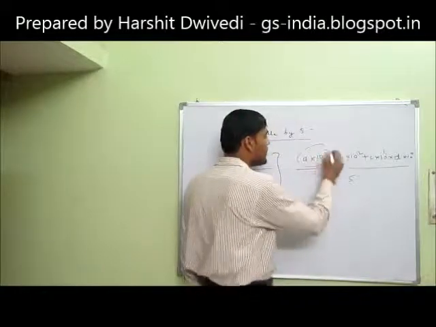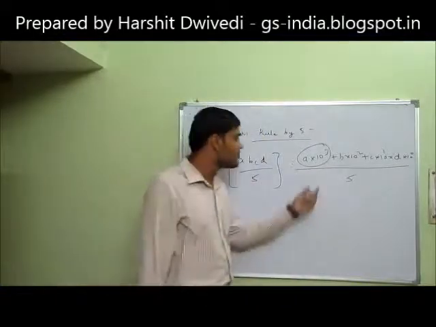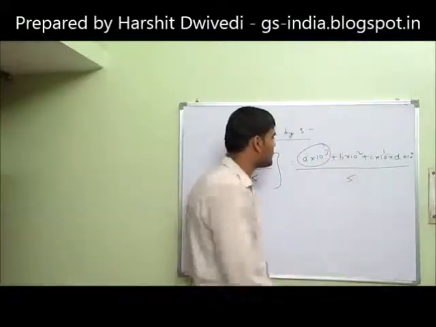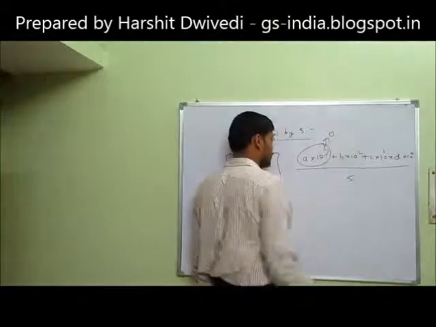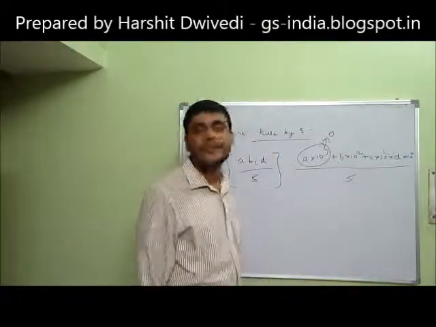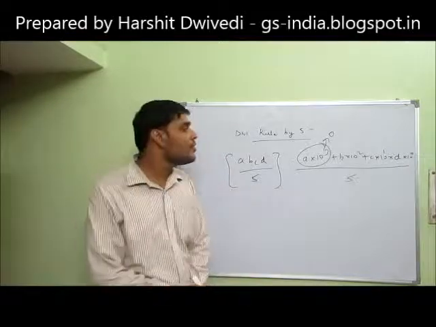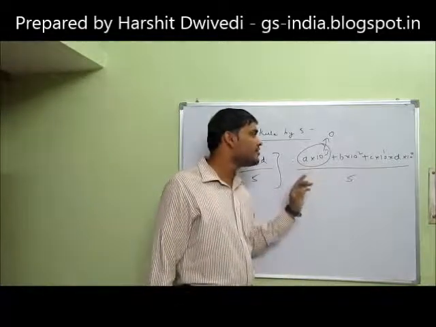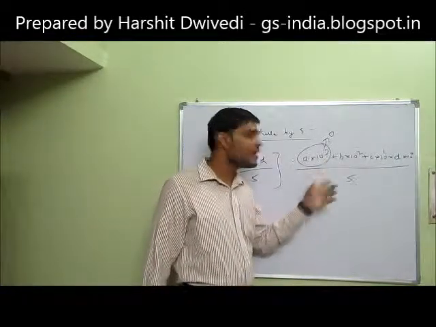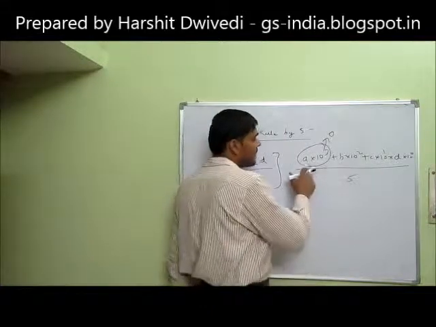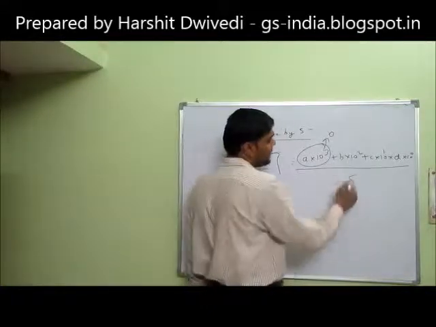So checking the divisibility of A into 10 cubed by 5. What is the divisibility of 10 cubed by 5? Divisibility is 0. That is, 10 cubed is 1000, and 1000 is always divisible by 5. So it doesn't matter what the divisibility of A with 5 is, because 10 cubed is divisible by 5, so this whole term will become divisible by 5. Coming to B into 10 squared.